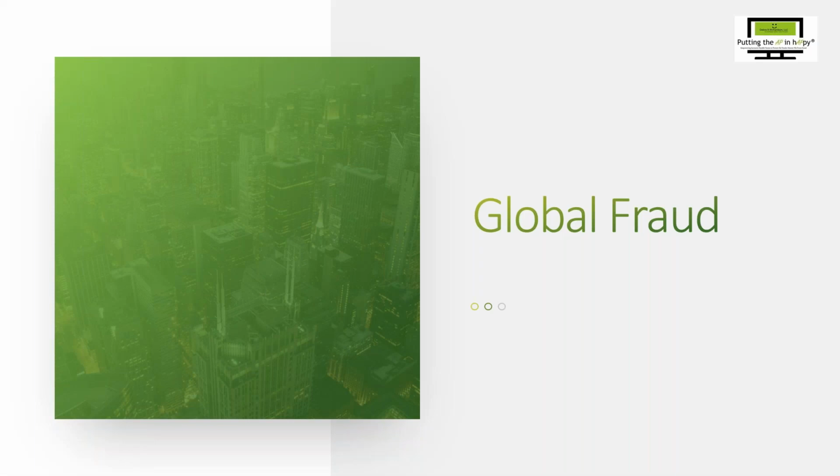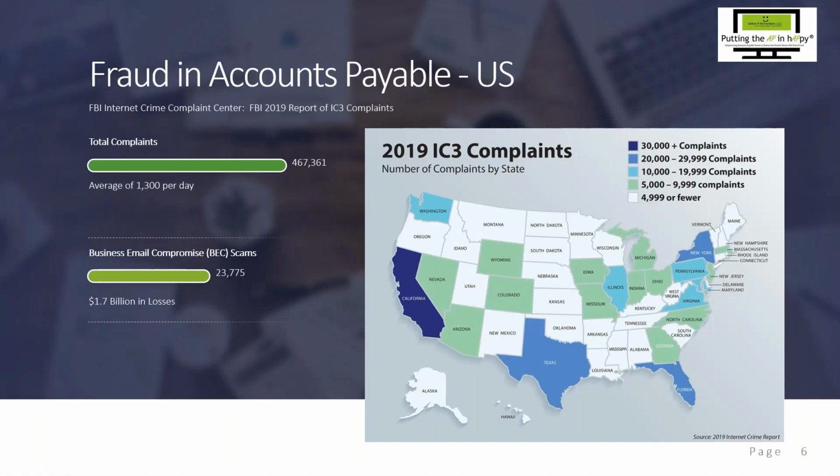So let's talk about fraud in accounts payable. Looking at the US first, and I know this webinar is on non-US, this US map and the stats are taken from the FBI 2019 report of IC3 complaints. You can check your state to see where you fall. Total complaints for last year averaged about 1,300 per day.